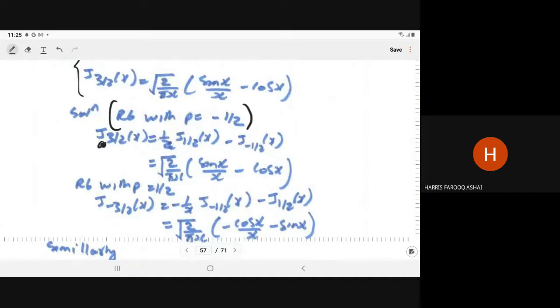Just you put p is equal to half and p is equal to minus half, and thereafter you have the values of j half and j minus half, which we have already computed as root of 2 upon pi x sin x and root 2 upon pi x cos x. So just you put and you will get the following relation. Just to check, I think it is the reverse. Above one is for j minus 3 by 2 and below one is j 3 by 2. Calculation you can do.